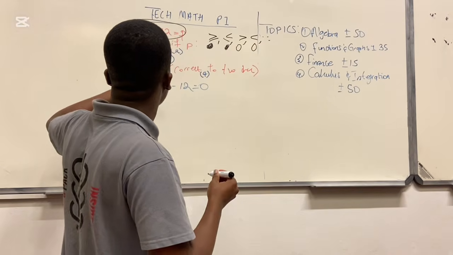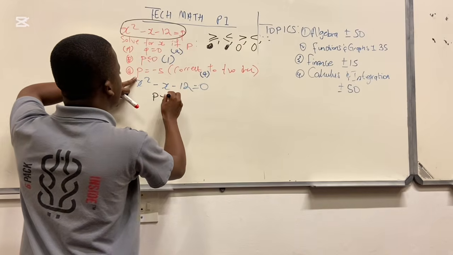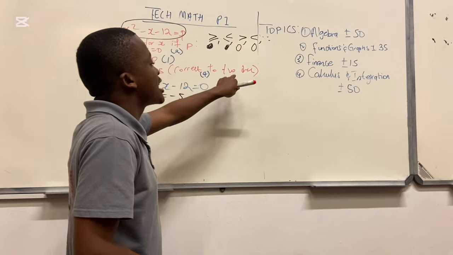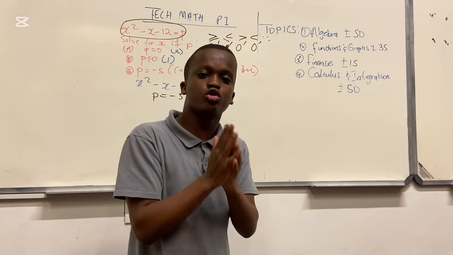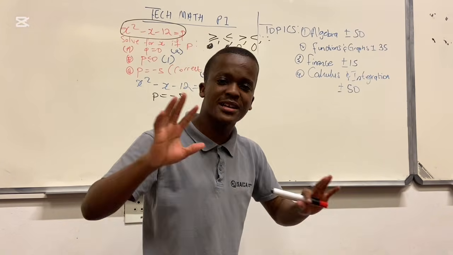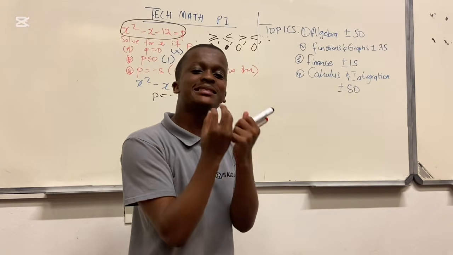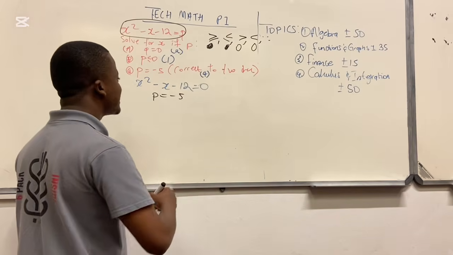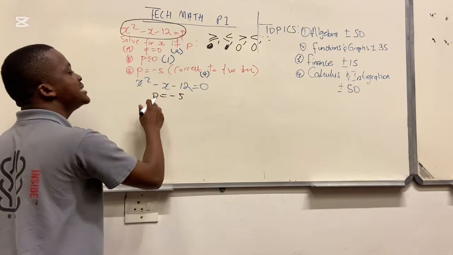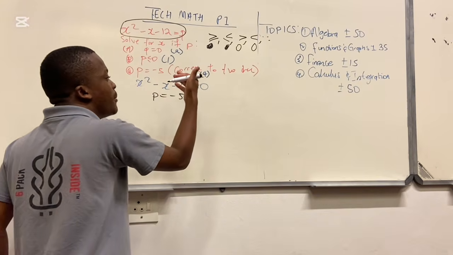Now let's go to the third question. What if P is equal to -5, but correct to 2 decimal places? Whenever it says correct to 2 decimal places or 3 decimal places, you always use your quadratic formula. What is P? P is x squared minus x minus 12.